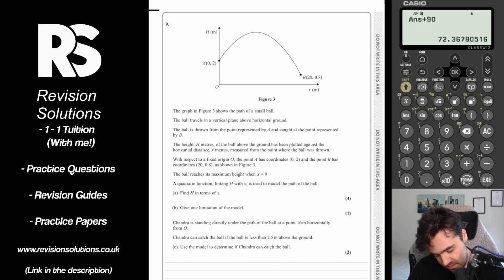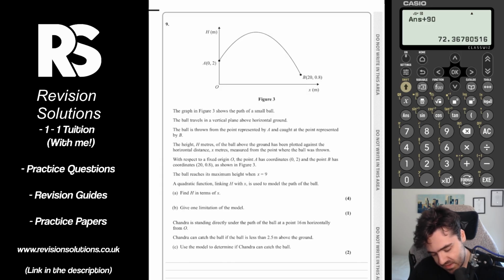x is measured in meters from the point where the ball was thrown. Oh, that's interesting. The height h meters of the ball above the ground has been plotted against the horizontal distance x meters measured from, oh, x is measured from where the... Okay, yeah, so it's still measured from the origin, really. With respect to a fixed origin O, the point A has coordinates (0, 2), and B is (20, 0.8).